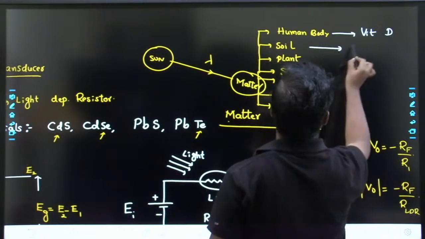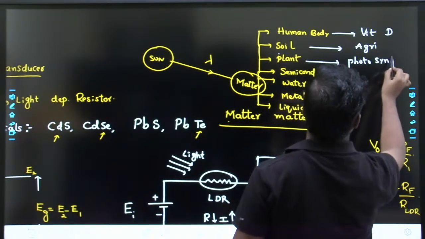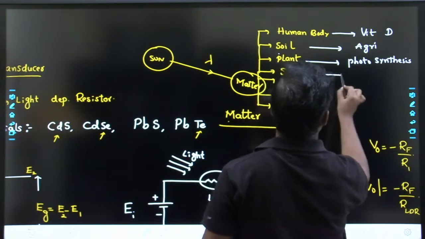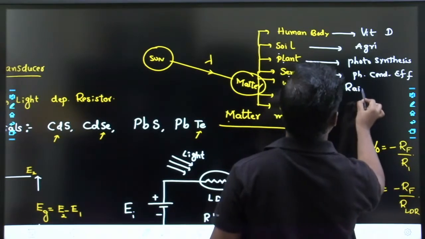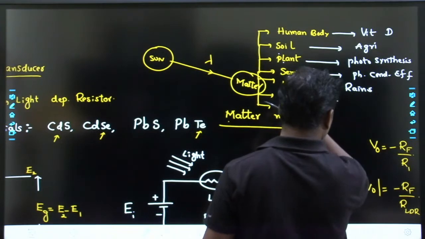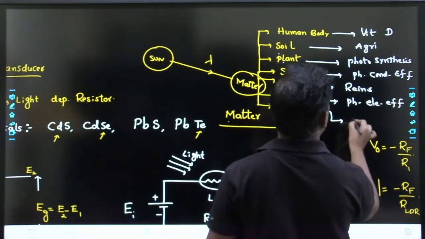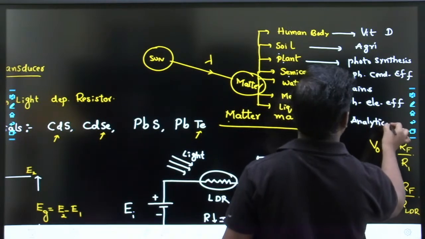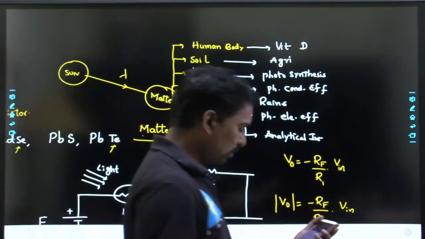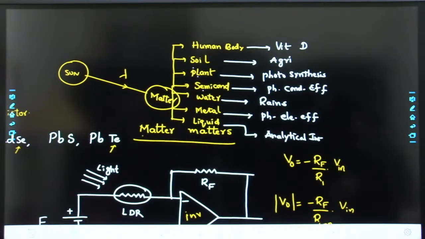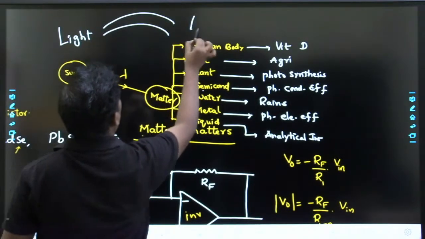It is interacting with the soil, agriculture. It is interacting with the plant, photosynthesis. It is interacting with a semiconductor, photoconductive effect. It is interacting with the water, rains. It is interacting with metals, photoelectric effect. It is interacting with the liquid, analytical instrumentation, Beer-Lambert's law. This is how light works. What a beauty! Chiday Sharma, this is the beauty of light. Light is life.